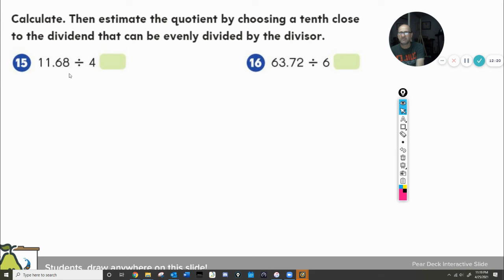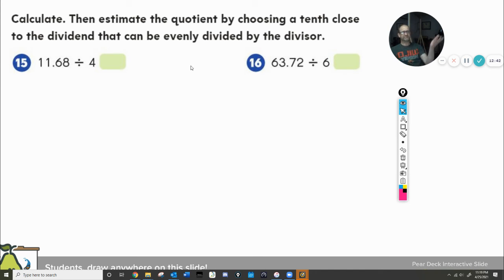Estimate by choosing a tenth close to the dividend that can be evenly divided by the divisor. Honestly, I'd still be doing 12 divided by 4. 4 is 3, and I would be doing 60 divided by 6.